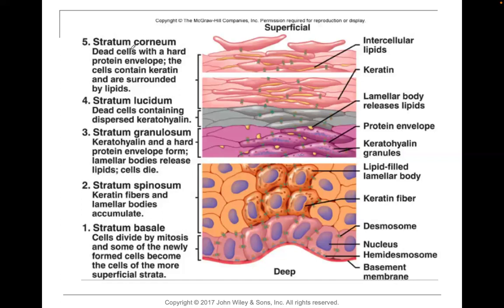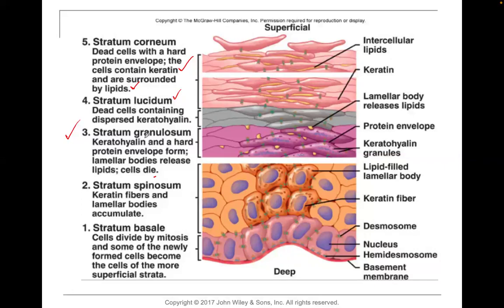The stratum corneum is composed of dead cells. It's got a hard protein envelope, and the cells contain keratin and are surrounded by fats or lipids. The stratum lucidum also has dead cells, containing keratohyalin, another type of protein. The stratum granulosum is the highest level where there are living cells, and they start to degenerate and die off. That's the granulosum.